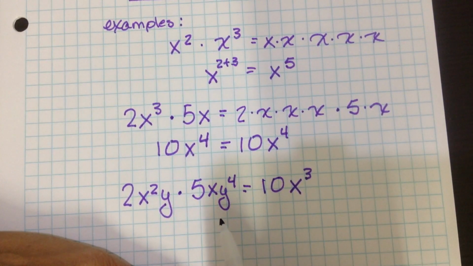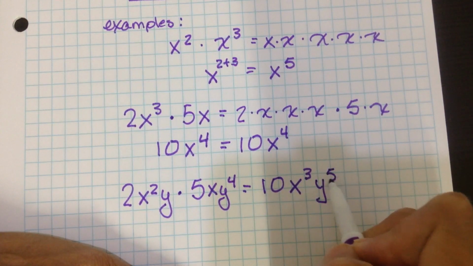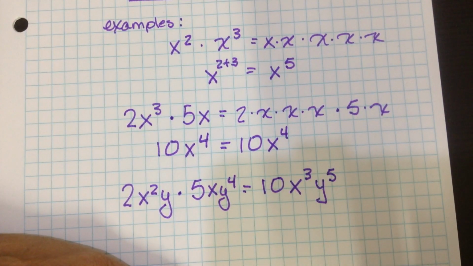And how many y's are multiplied together? Well, you have y times how many y's here? 4 of them. So that means you have 5 y's multiplied together, and that's our answer.